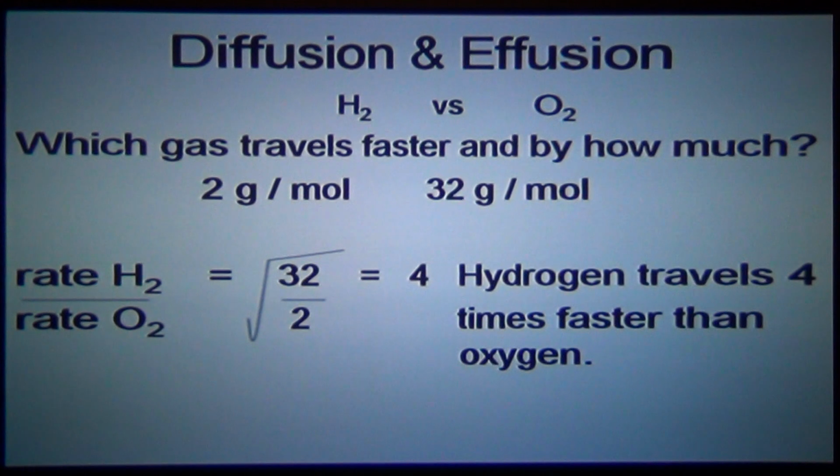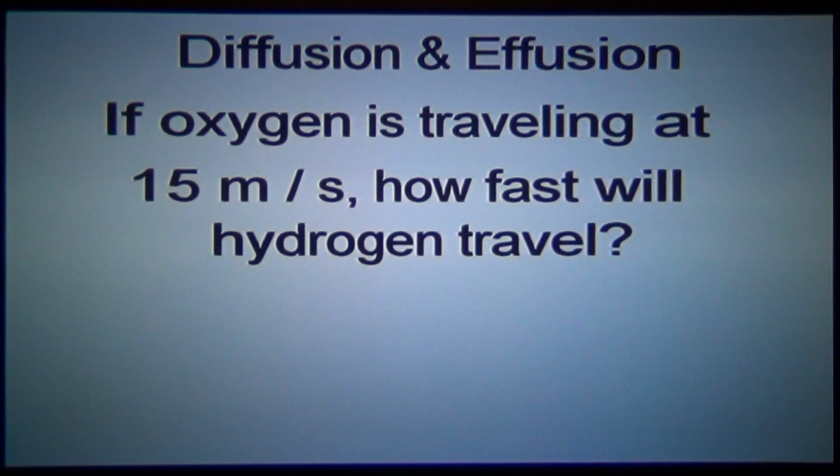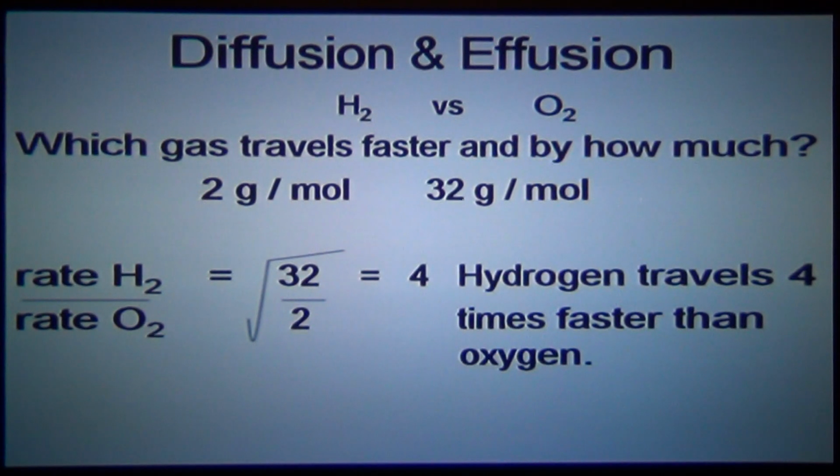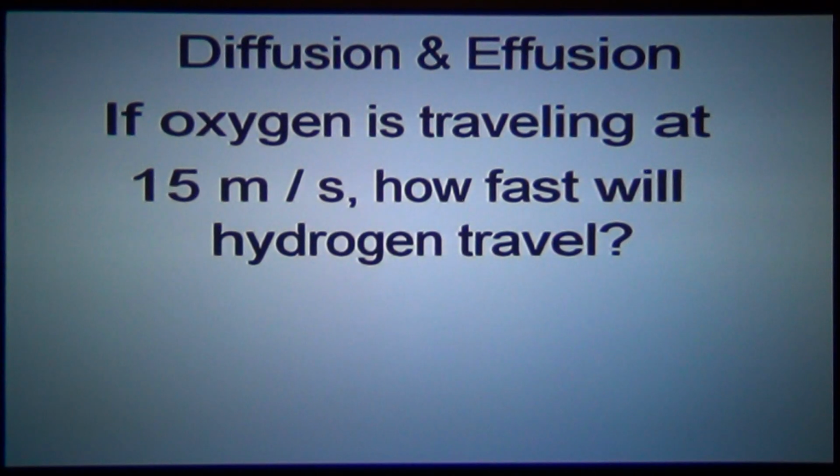So if hydrogen is traveling 4 times faster than the oxygen, we should be able to answer the following question. If oxygen is traveling at 15 meters per second, how fast is hydrogen going to travel? Well, from our previous calculation, we're able to see that hydrogen travels at 4 times the rate of oxygen, according to Graham's law. So if oxygen is traveling at 15 meters per second and hydrogen travels at 4 times that rate, then obviously the hydrogen is going to be traveling at 60 meters per second.